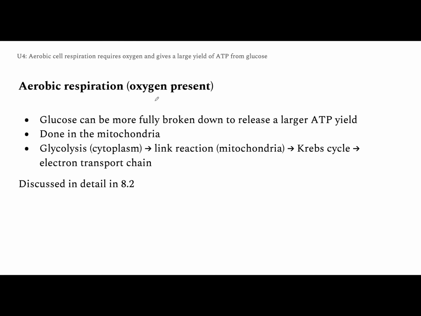This will be discussed in more detail if you take HL biology and 8.2. But if you're just taking the SL course, all you need to know is that in aerobic respiration, glucose can be more fully broken down for a larger ATP yield, which is done in the mitochondria, and the process is called link reaction, Krebs cycle, and electron transport chain.